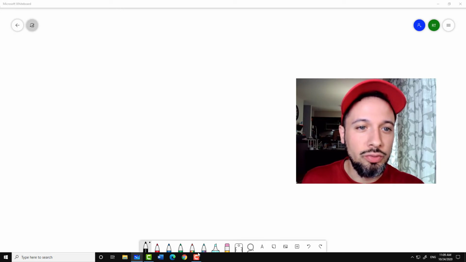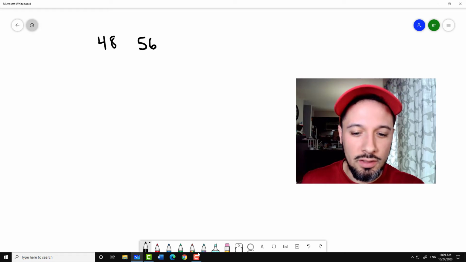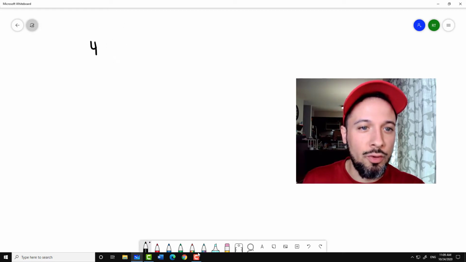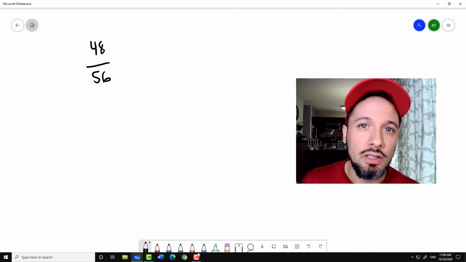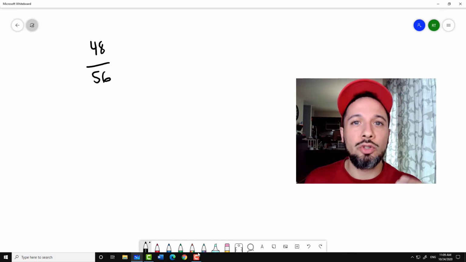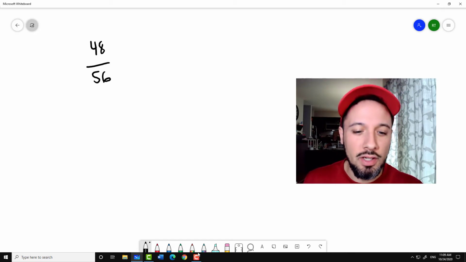So I'm going to show you two numbers. I'm going to do 48 and 56. Actually, let's put it into a fraction format. So I'm going to put 48 over 56. Right, so it's a typical problem. They say reduce it or simplify it. They mean the same thing. When they say that, they're saying find the greatest common factor. Find the biggest number that can divide into these two numbers. So that's the question.